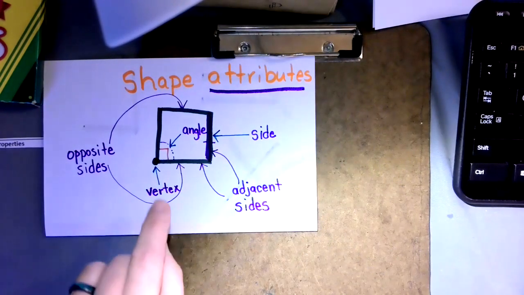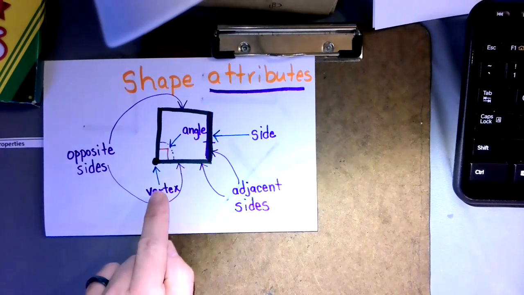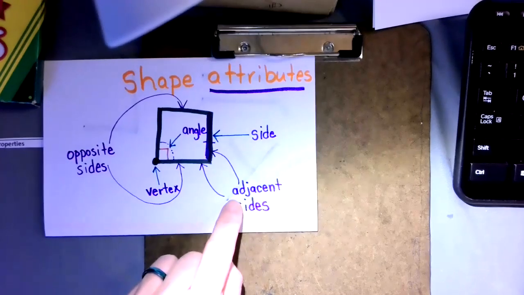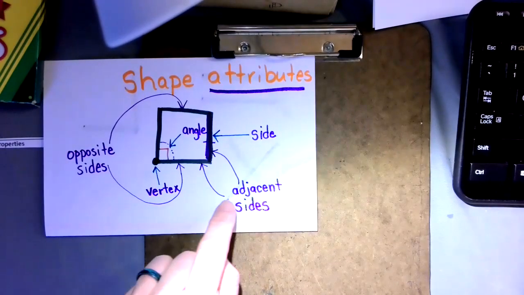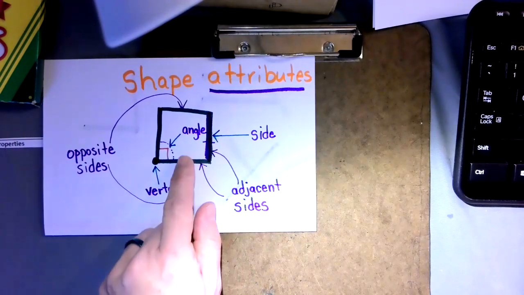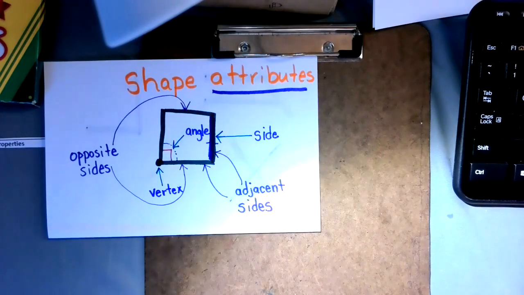Attributes describe it. Okay. You can describe this with opposite sides, the vertex or vertices, how many sides, how many angles, and what's going on with the adjacent sides, sides that come together. So with this one, I could say adjacent sides come together and make a right angle. That's how I could describe that.